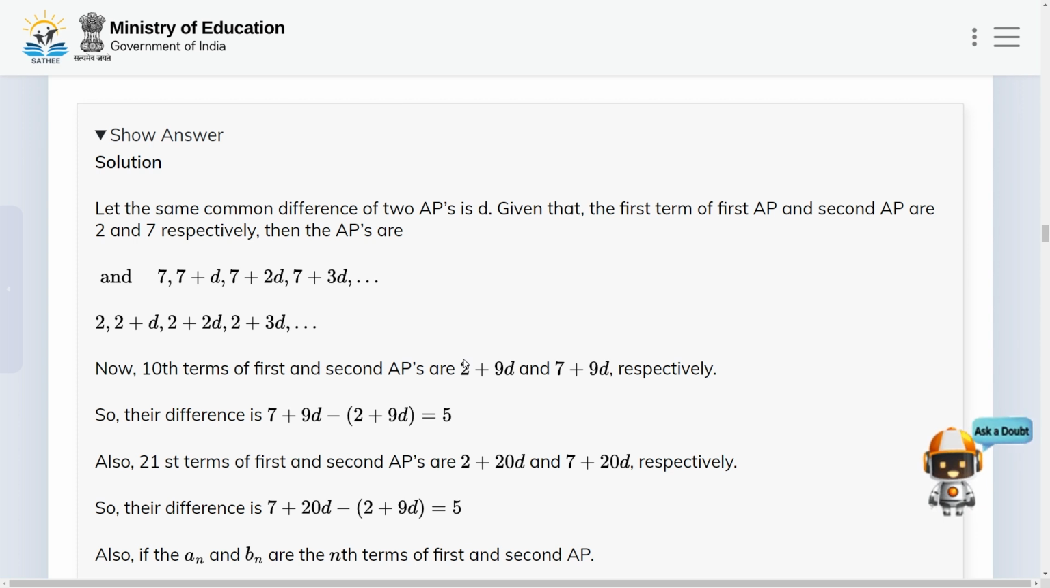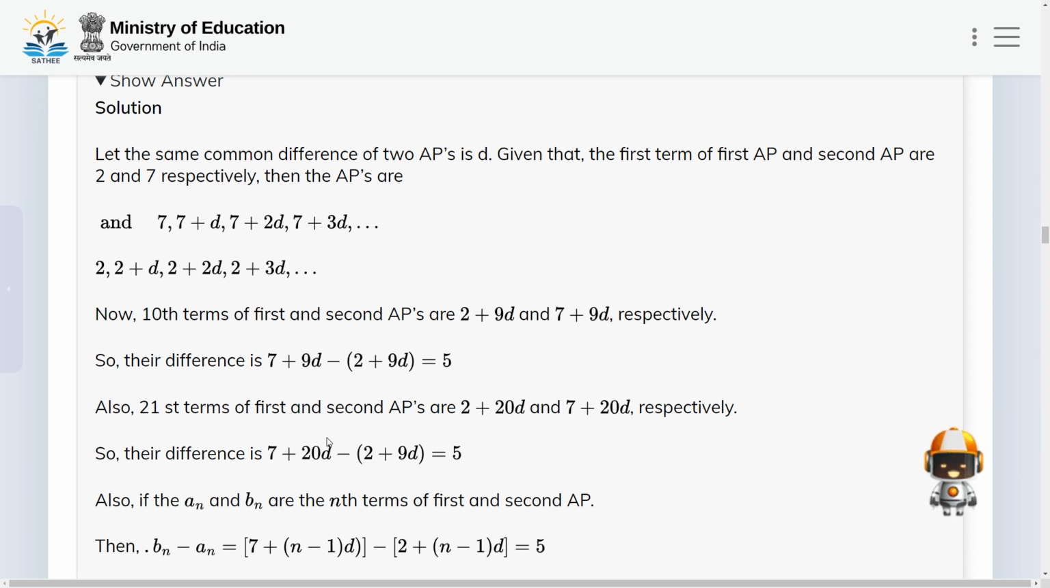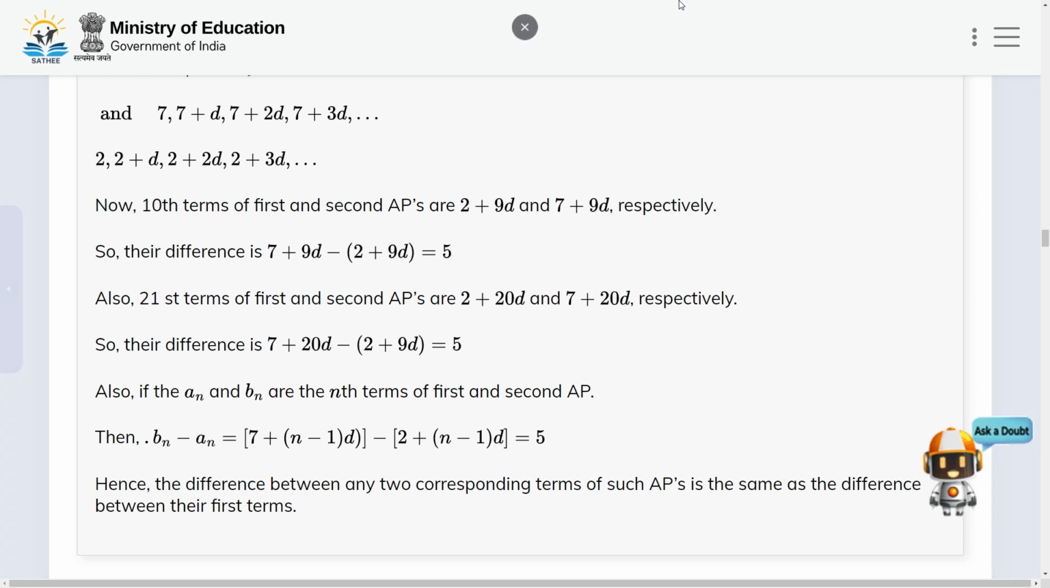So their difference is 7 plus 9d minus (2 plus 9d), that is equal to 5. Also the 21st terms of the first and second APs are 2 plus 20d and 7 plus 20d respectively, and so the difference is 7 plus 20d minus (2 plus 20d), which is also equal to 5, since the d terms cancel.